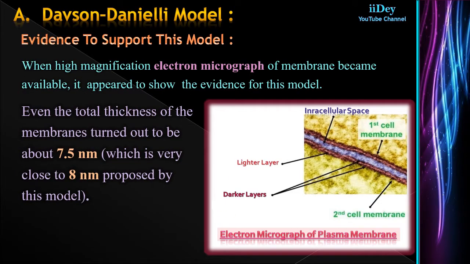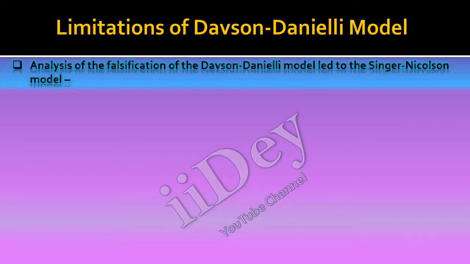Even the total thickness of the membranes turned out to be about 7.5 nanometers, which is very close to the 8 nanometers proposed by this model. Yes, there are also some limitations of the Davson-Danielli model. So, now we are going to analyze the falsification of the Davson-Danielli model, which ultimately led to the Singer-Nicolson model.